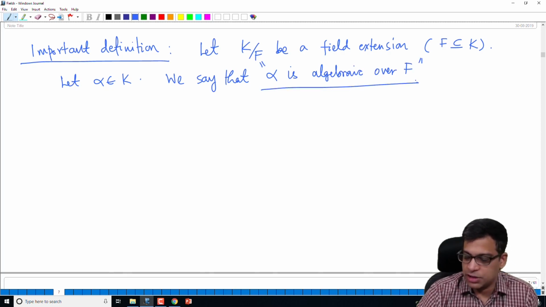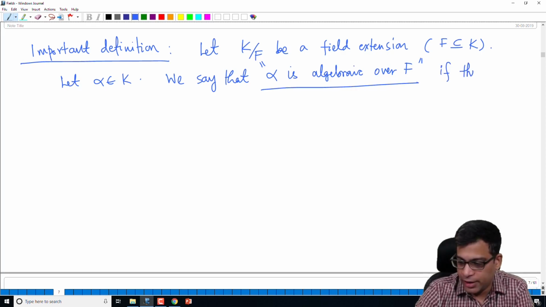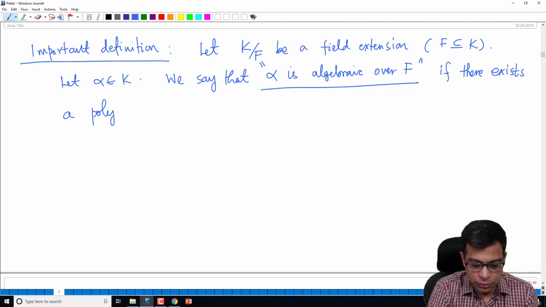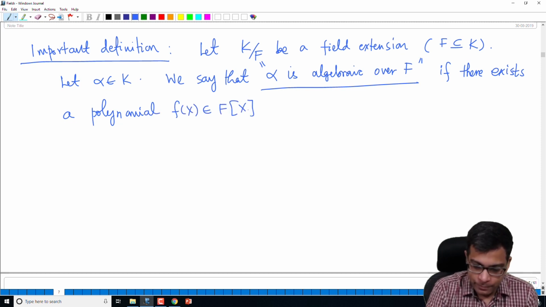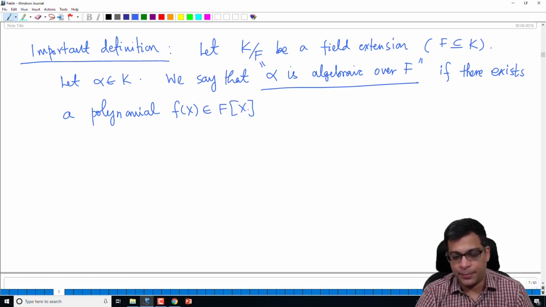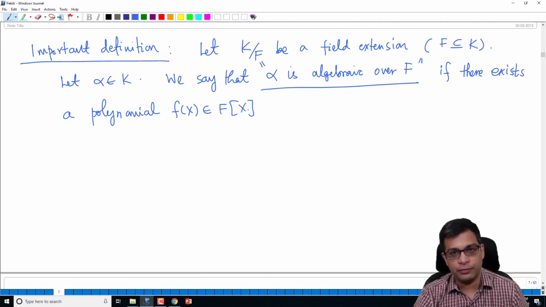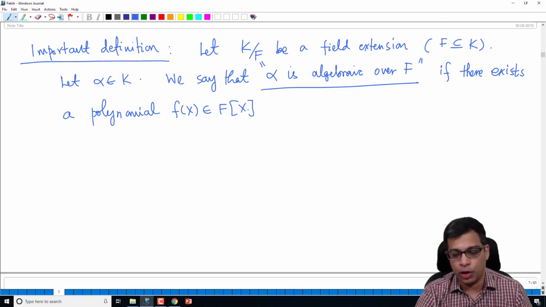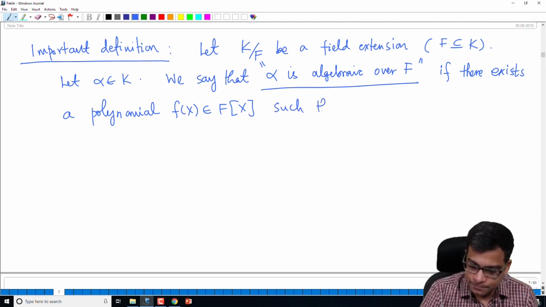We say that alpha is algebraic over F if there exists a polynomial in one variable over capital F. So remember, capital F[x], capital F square bracket x, is a notation that we have been using in this course. It stands for the polynomial ring in one variable x over capital F. So there exists a polynomial small f(x) in capital F[x] such that f(alpha) is 0. Okay.